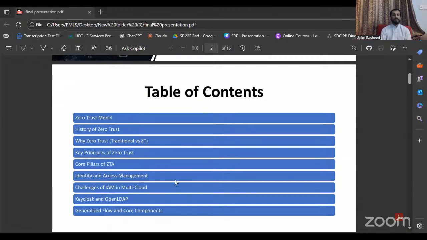First of all, table of contents. Here's the roadmap for today's presentation. We'll begin by defining the zero trust model and its history. Next, we'll explore why zero trust is essential and its core principles. After that, we'll cover identity and access management. Finally, we will cover Keycloak and OpenLDAP, and challenges in multi-cloud.